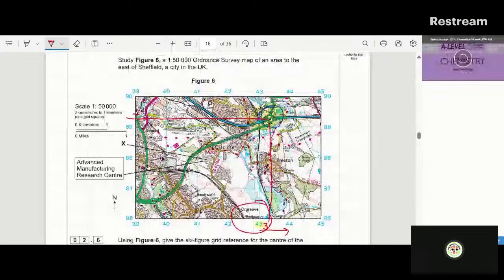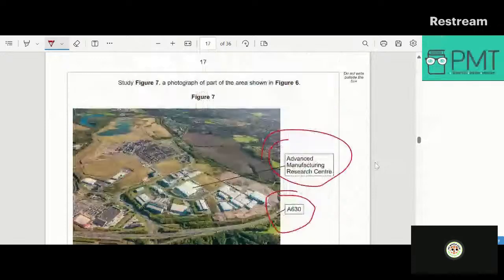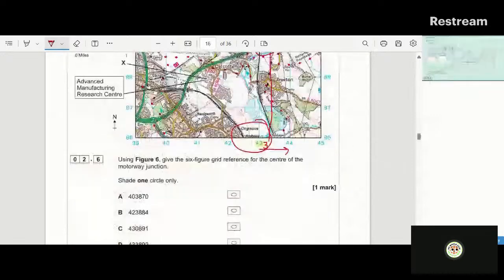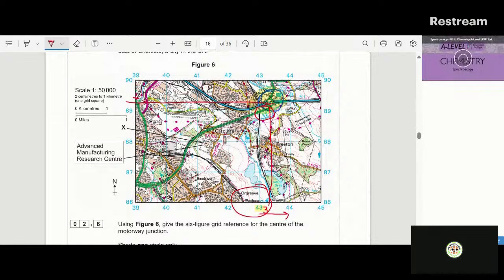where can we see the A630? This is the A630, and then what did I just say they saw? They saw the Advanced Manufacturing Research Center, which is, where is that? I can't even see. I guess that's not on here, unless I've drawn over it.